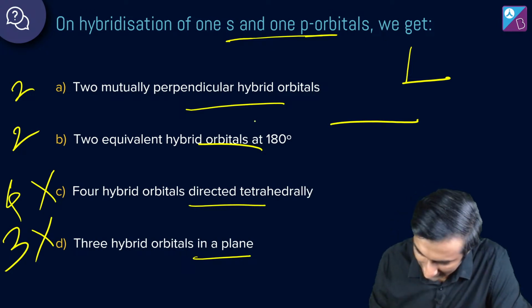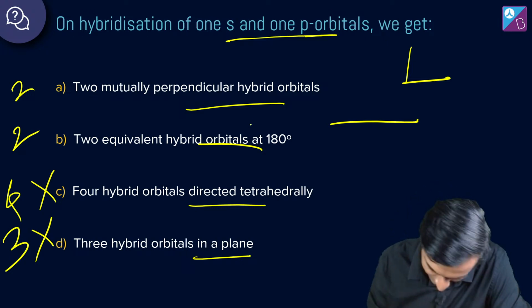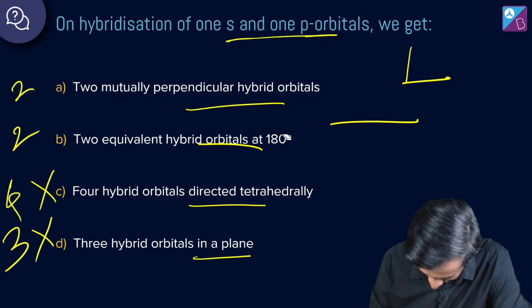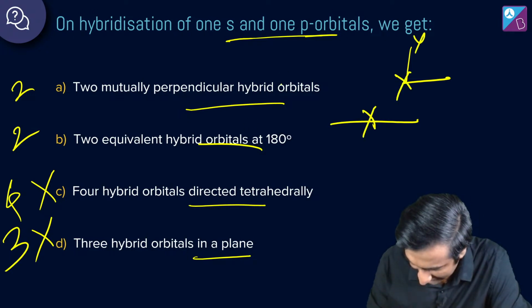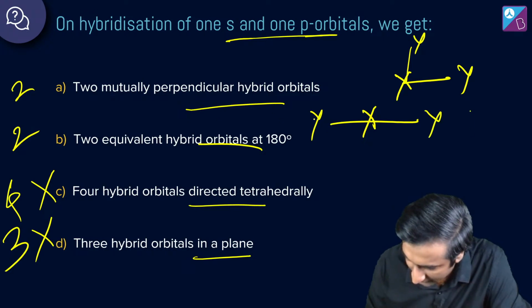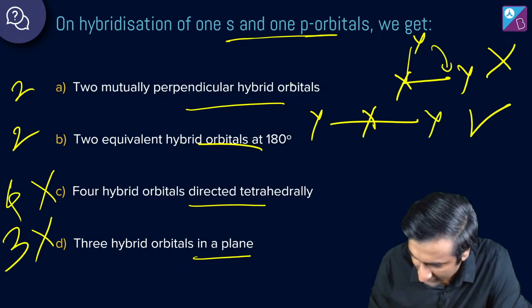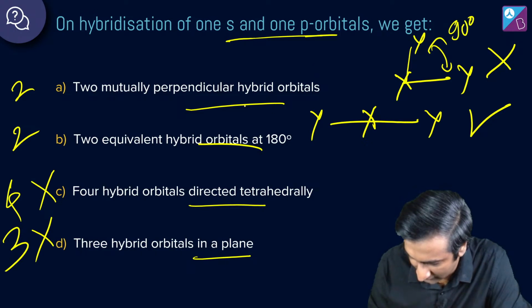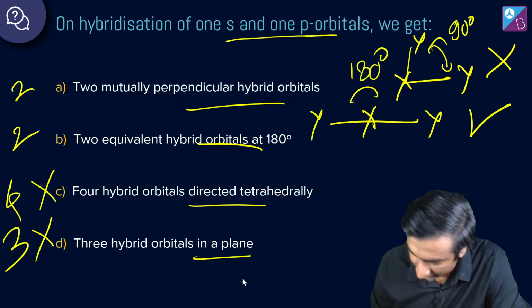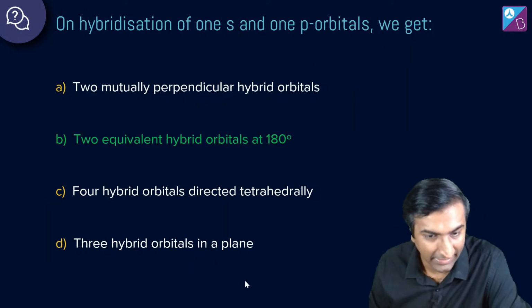Okay. S and P means you've got a central atom here, say carbon or whatever, say some X over here and Y over there. So obviously this is going to happen and not this, because the repulsion is a lot more. This is 90 degrees, that doesn't make sense. This is 180 degrees, so this makes a lot more sense. B should be the right answer.